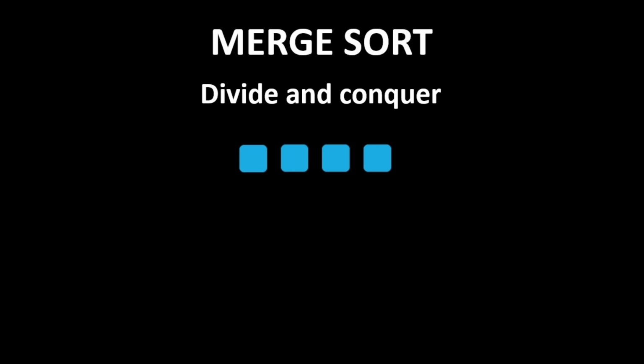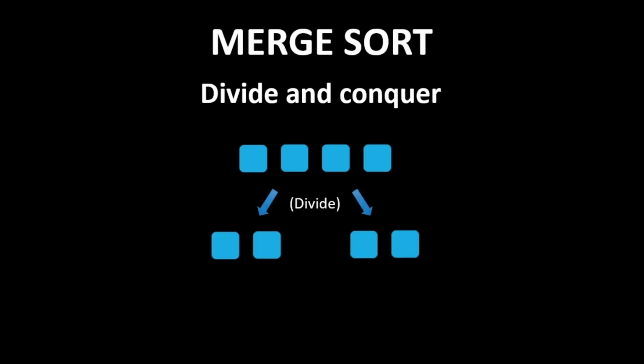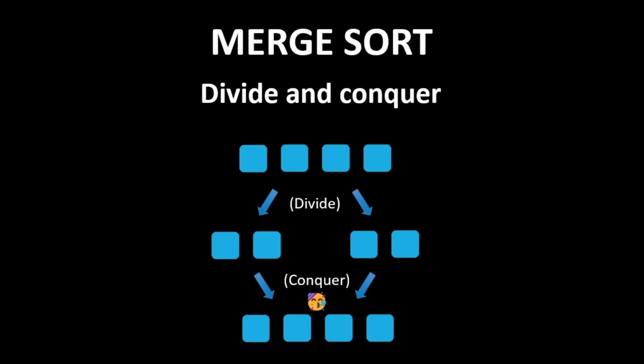So merge sort is a divide and conquer type of algorithm. This means we're going to split our main problem into smaller subproblems, solve those subproblems, and then merge the solutions back together to solve the original problem, hence the name merge sort.